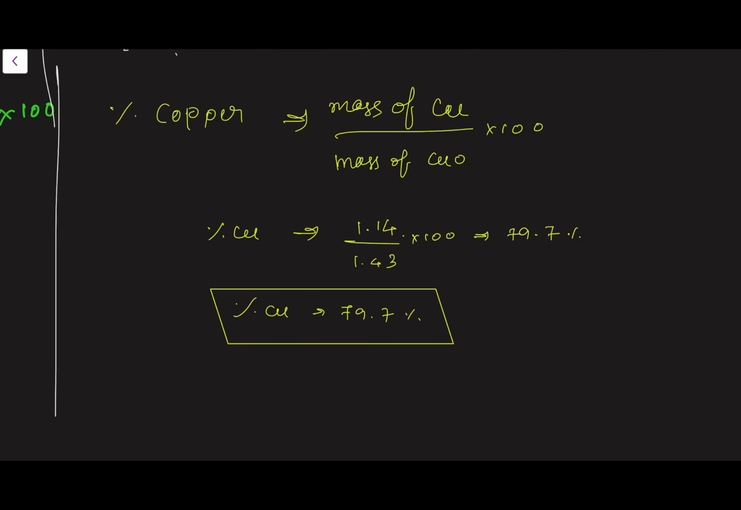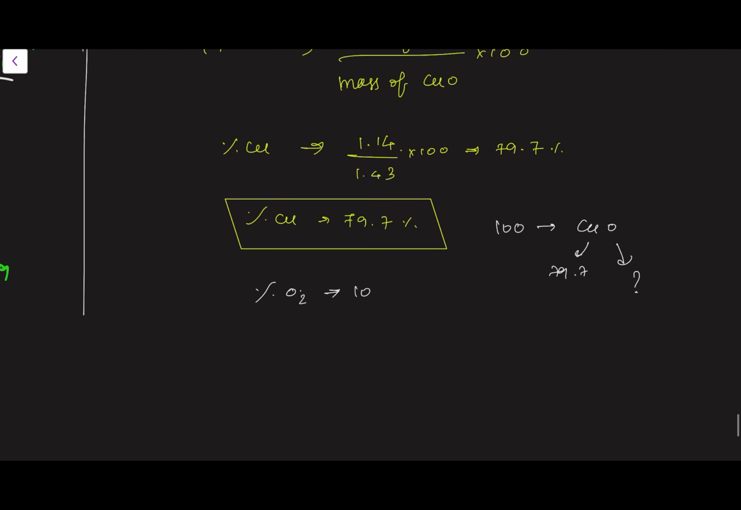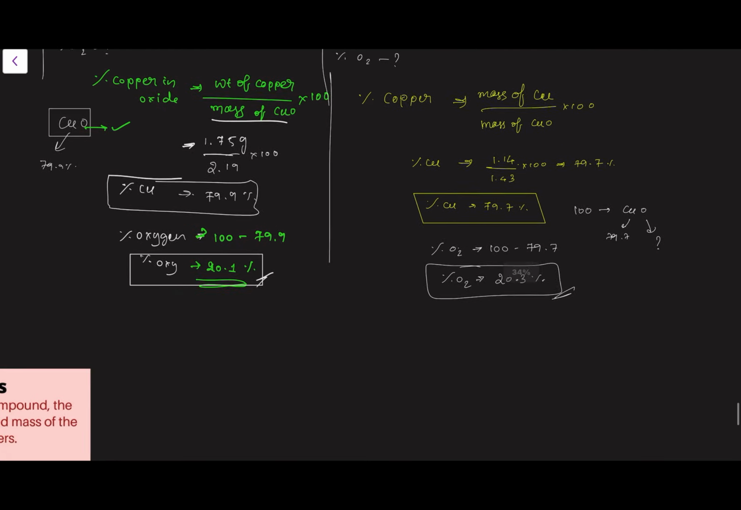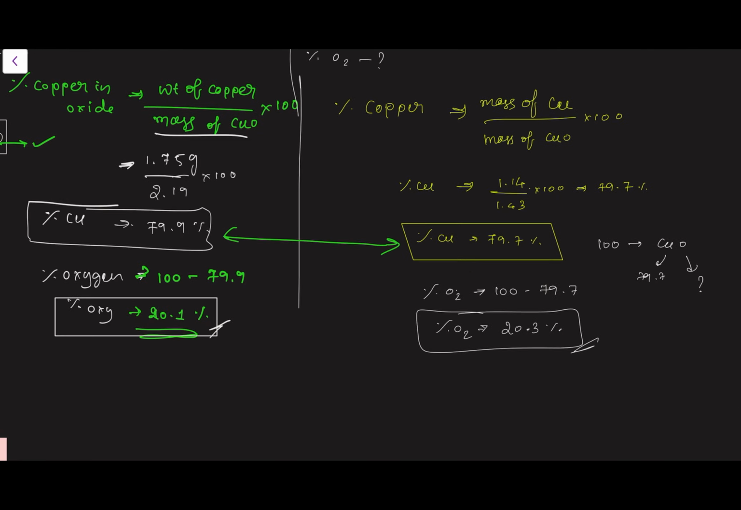Again I need to find the percentage of oxygen. Taking 100 gram of copper oxide as an example, 79.7 is copper. Then the remainder is oxygen only, no? So 100 minus 79.7 gives approximately 20.3 percent. This is the percentage of oxygen. See, compare both. The percentage of copper is 79.7 percent and 79.9 percent, approximately the same. For oxygen also, we got about 20% here and 20% here.